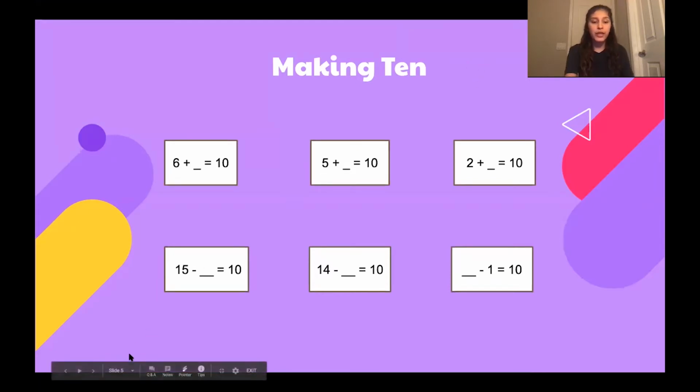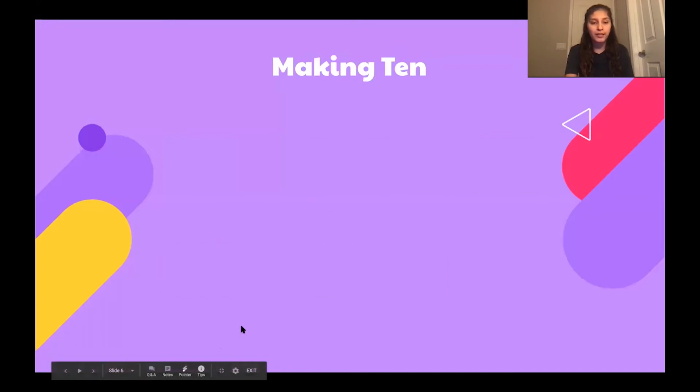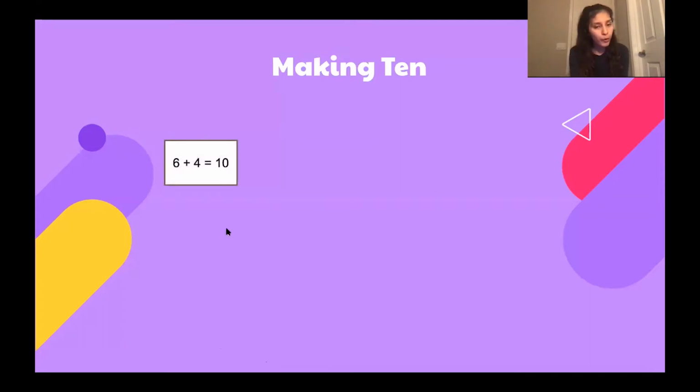Alrighty, now that you've had enough time to go ahead and find the missing addend, let's check your work. The first one was 6 plus blank equals 10. So 6 plus 4 equals 10. The next one was 5 plus blank equals 10. So the missing addend was 5. 5 plus 5 equals 10.